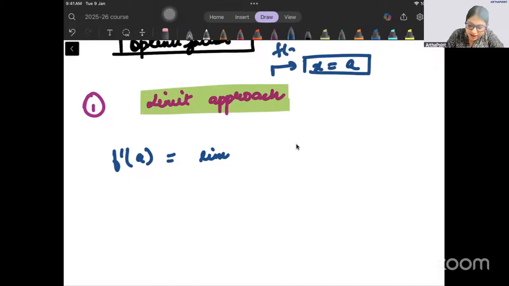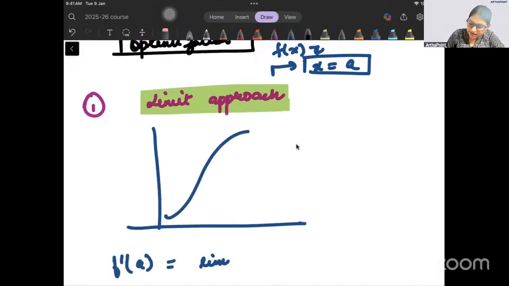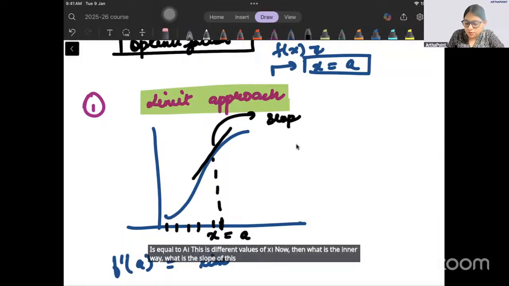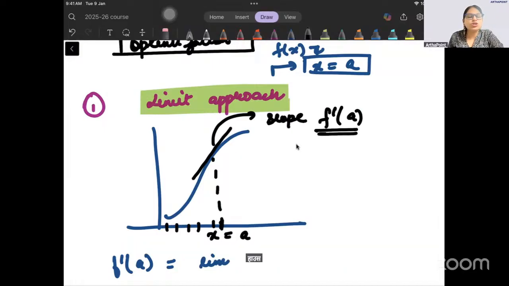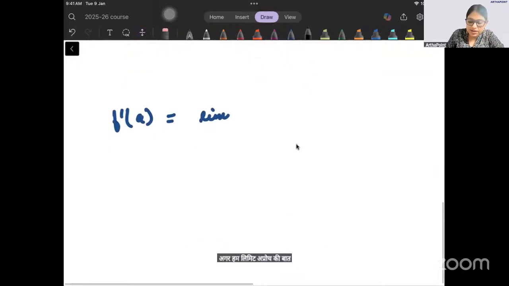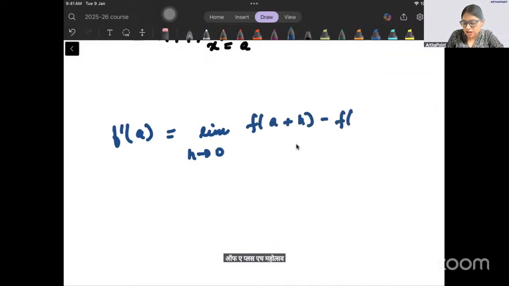When the function f(x), in that function x is equal to a, I draw a function and here I take x is equal to a. These are different values of x. Now when x is a, what is, in a way, the slope of this function? How this function is changing, that is the derivative. So through the limit approach, f dash a is the limit h tends to 0, f of a plus h minus f of a by h, right?